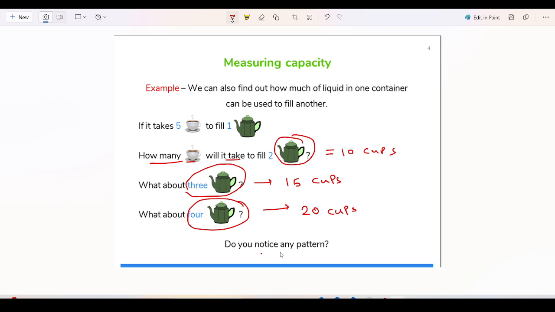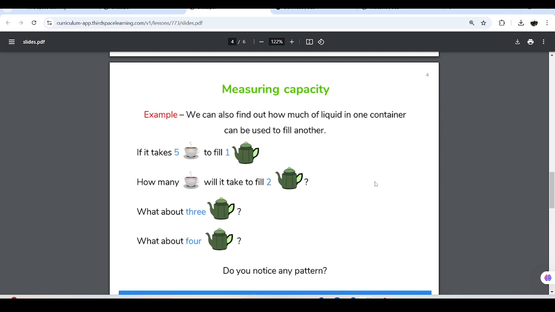So do you notice any pattern here? Starting from here, it was 5 cups, 5. We are going by, it's increasing by 5. Okay, great.